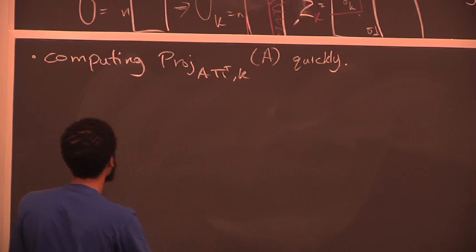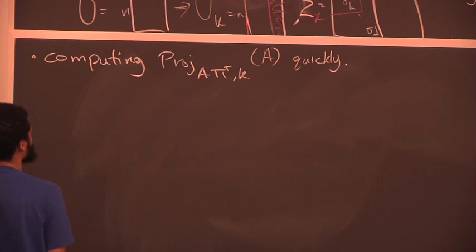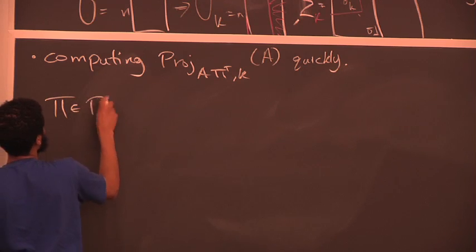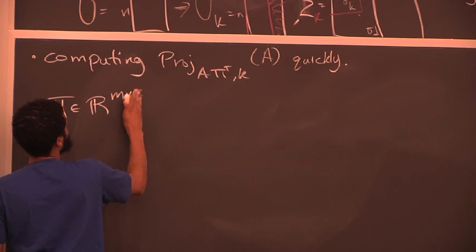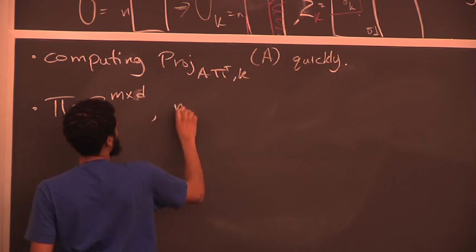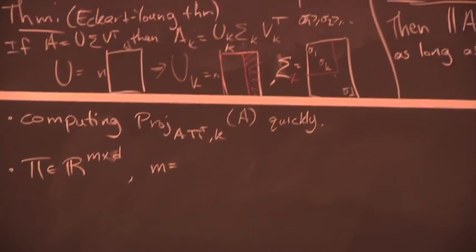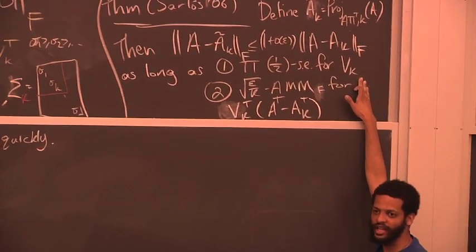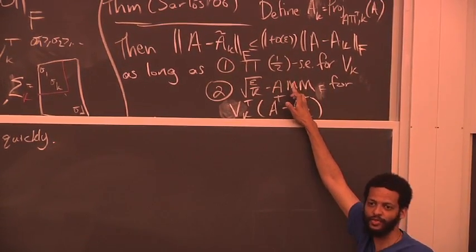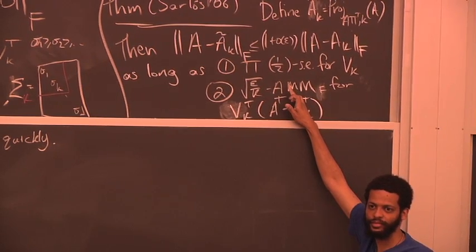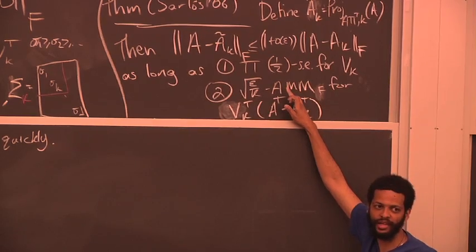So first of all, pi is going to be an m by n matrix, or actually for us m by d, let's say. And m is going to be something like, well, how many rows do we need from, say, a Gaussian matrix, a random sign matrix, to satisfy these conditions? Well, V_k is a rank k. It has k columns, right? So we want to preserve a k-dimensional subspace up to a factor of a half. So for that, we need O of k rows of pi. M is going to be at least O of k.